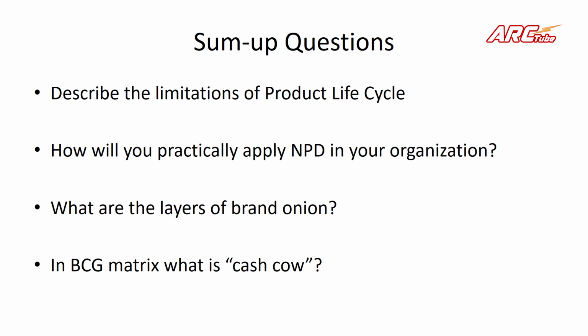The first question is to describe the limitations of the product life cycle. That is straightforward for you. And how will you practically apply new product development in your organization? NPD. You know the new product development stages: idea generation, idea screening, likewise ending with commercialization. And what are the layers of the brand onion? You know about that, why it is so called the brand onion. And in the BCG matrix, what is a cash cow? We just discussed that. What is a cash cow? BCG means what? Boston Consultancy Group matrix.